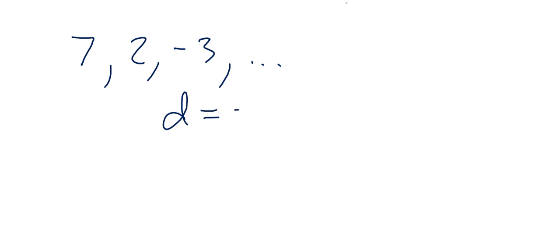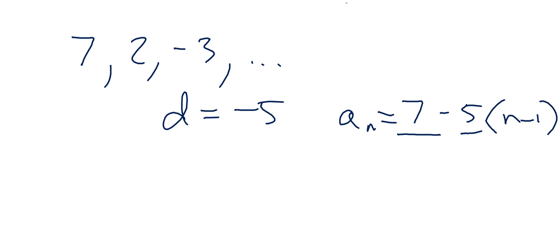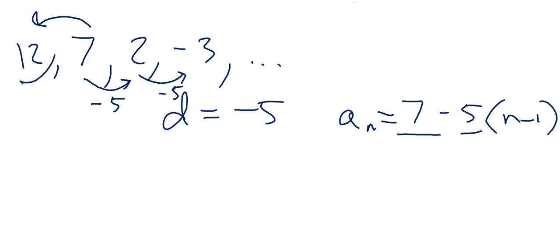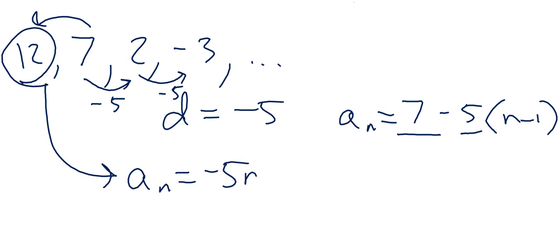If you don't believe me, we can try it again. The one we had before was 7, 2, negative 3, and we said that the common difference was negative 5. So we came up with an equation: first term 7, common difference negative 5 times (n minus 1). What's the term one before 7? Going this way, we subtract 5, so going backward we add it. So 12 would be the one before. So if I use this logic, we have negative 5n plus 12.